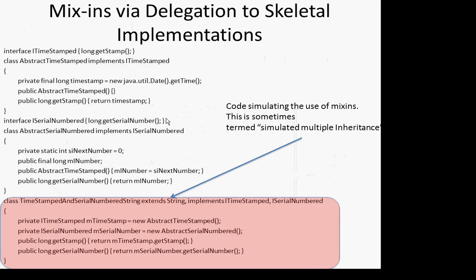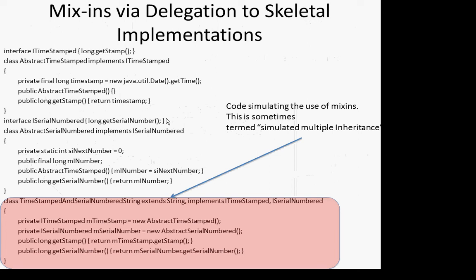Let's see how these can be used to accomplish mixin type functionality. So here we have an interface Timestamp. And that interface has a single method, getTimestamp. Okay? We're going to have another interface, ISerialNumber. And that's going to have something which returns a serial number.